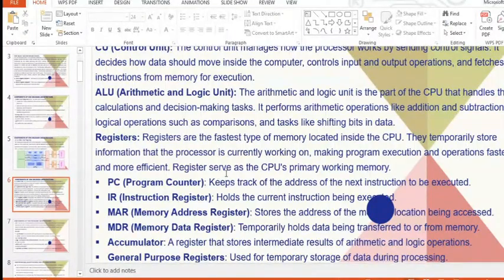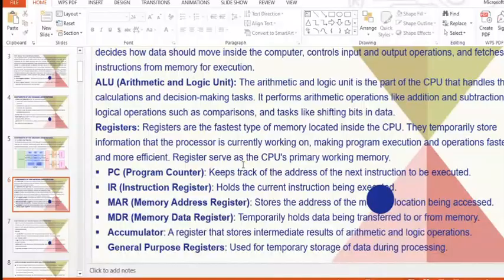Finally, within the register, we have the general purpose registers, which are used for temporary storage of the data during the processing. So it acts the same as the memory data registers, where you're able to hold that temporary data transferred within the computer memory.